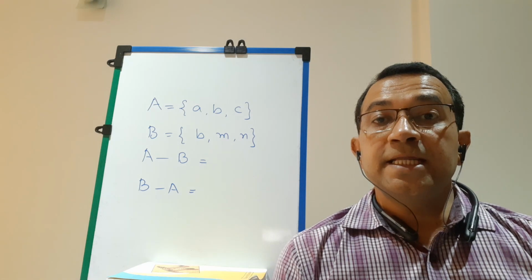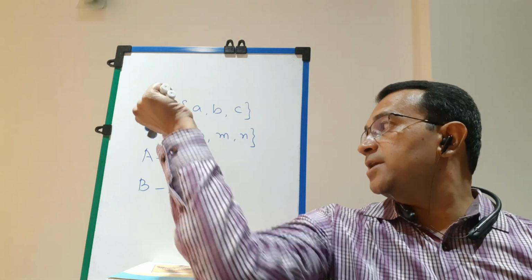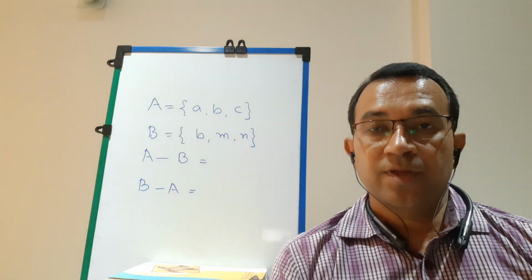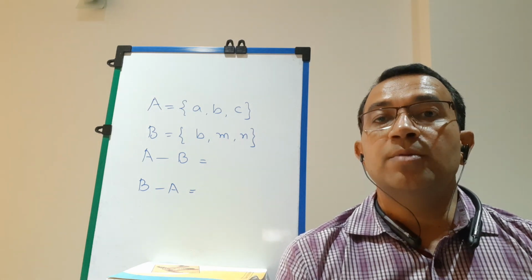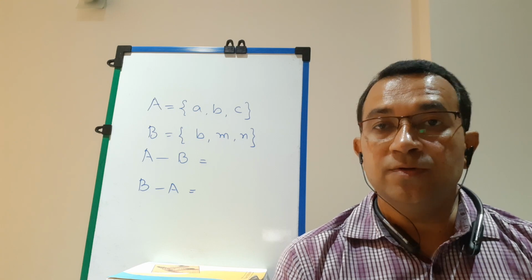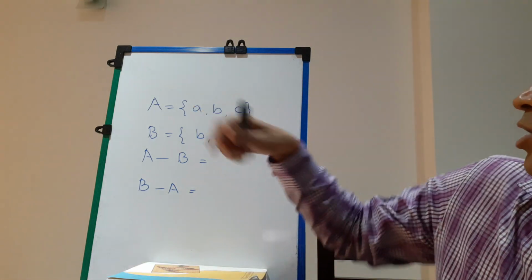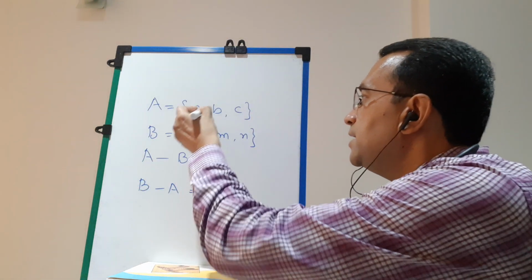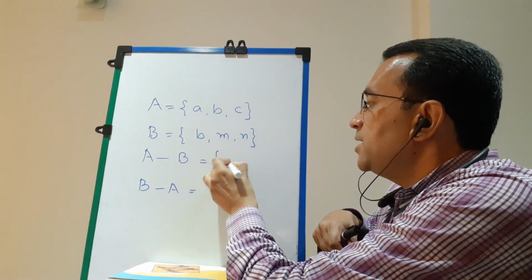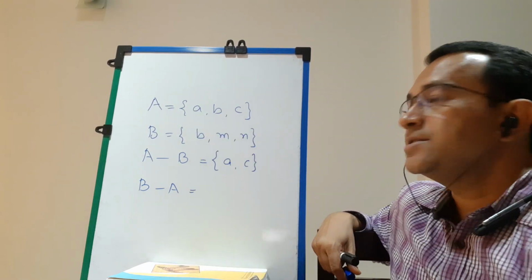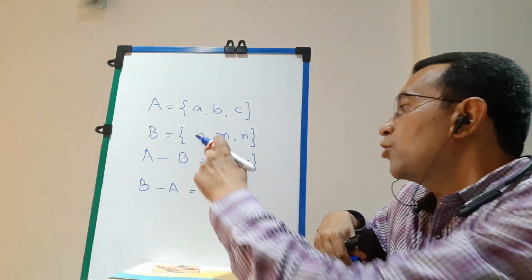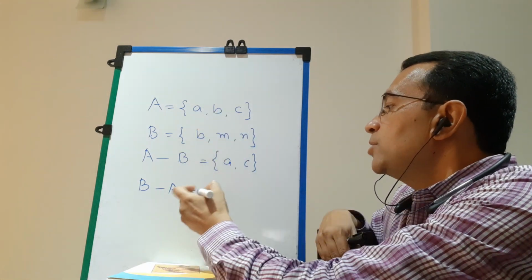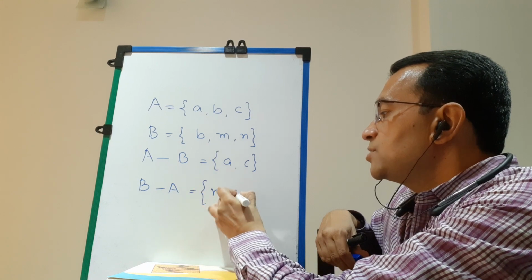Now while operating A minus B, we check the first set is A. So from A, remove the common elements of A and B, which is small b. So from A, if I remove small b, the remaining elements are a and c. And if it is B minus A, from B, remove the common elements of A and B, so this will be null.